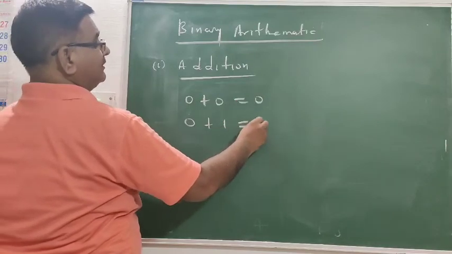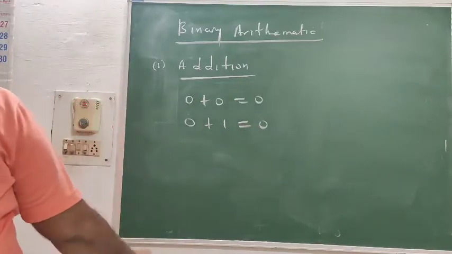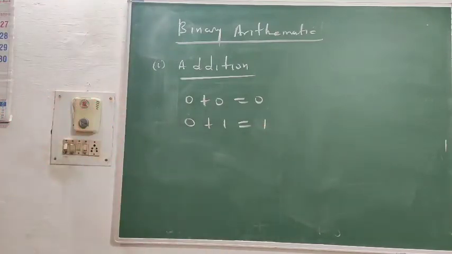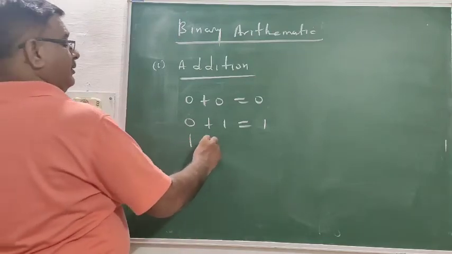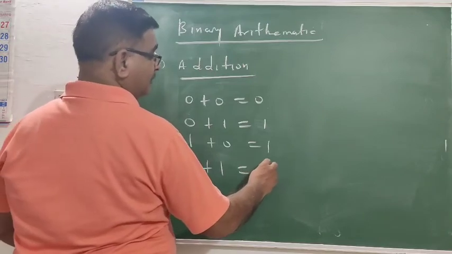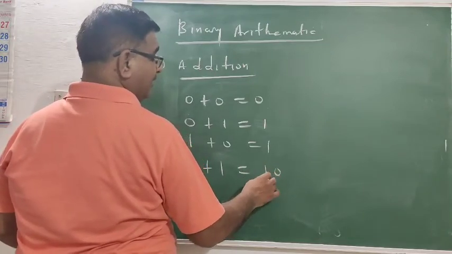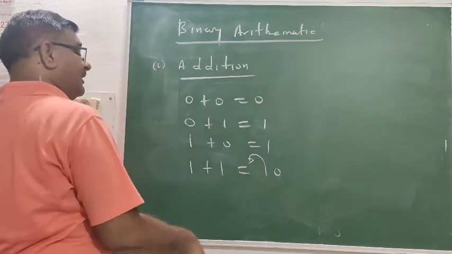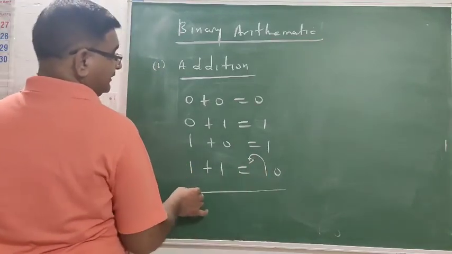0 plus 1, that is 1. 1 plus 0, it is also 1. 1 plus 1 equal to actually 10. ये 1 कैरी हो जाएगा, 0 आएगा, ये हम कैरी करेंगे, नेक्स्ट डिजिट को ऐड करेंगे. दिस इज द एडिशन.